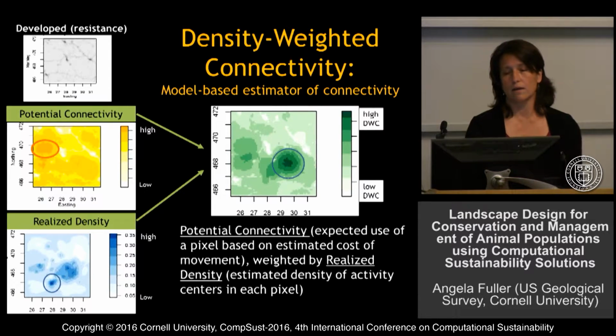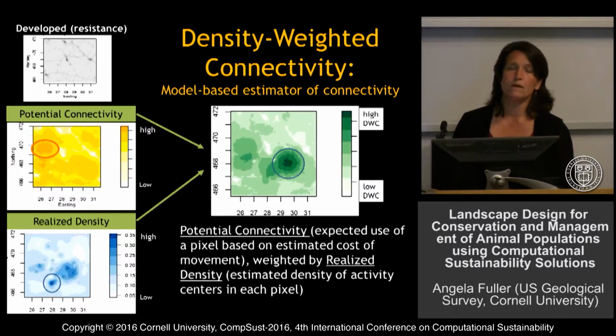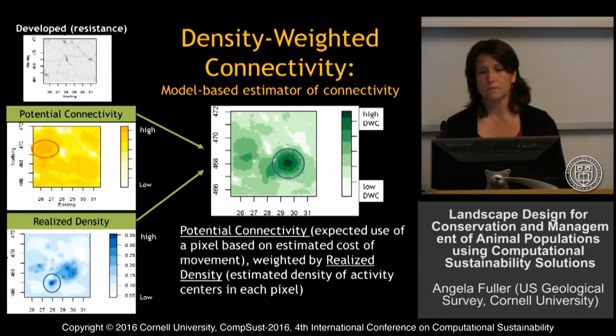So the area that I've highlighted in blue on the figure to the right are the areas that have the highest density-weighted connectivity. And you'll note that if we're making landscape scale management decisions, if we were just talking about potential connectivity in isolation without thinking about density, we would have selected very different areas if we were just looking at the areas that have the highest values for those metrics. So this density-weighted connectivity is going to be useful for us in landscape design applications and optimizations.